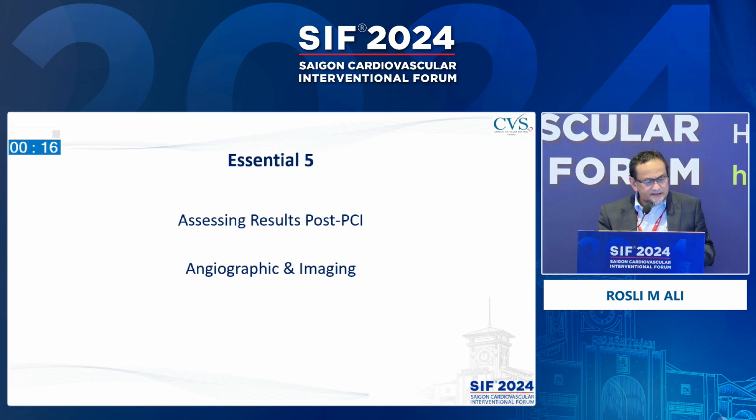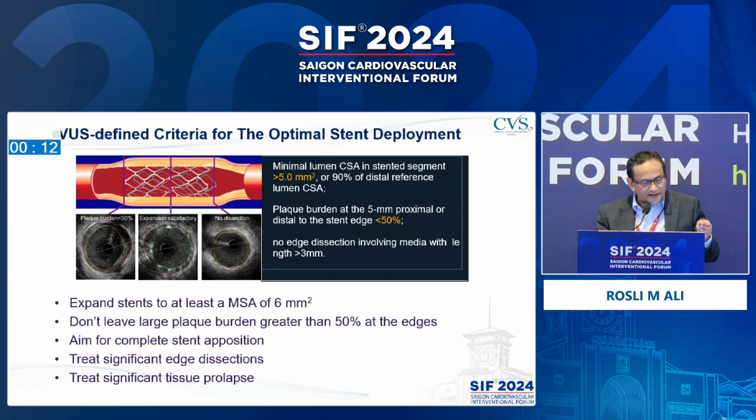Last but not least, remember to assess results post-PCI. These are the defined criteria. You want to expand the stent very well. Don't leave a large plaque burden greater than 50% at the edges. Aim for complete stent apposition. Obviously look for edge dissection and treat significant tissue prolapse.